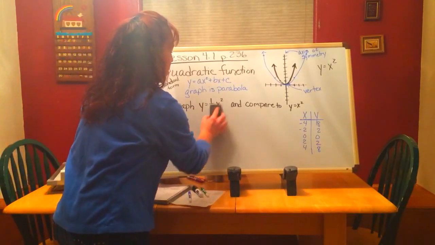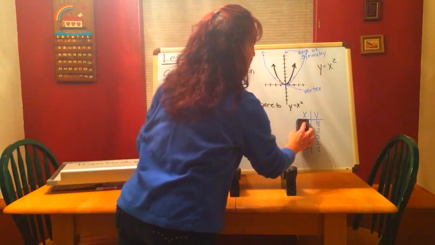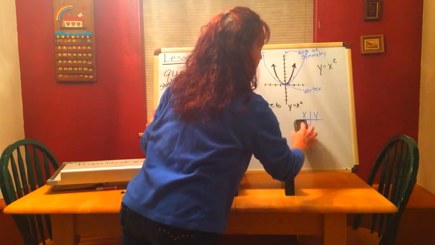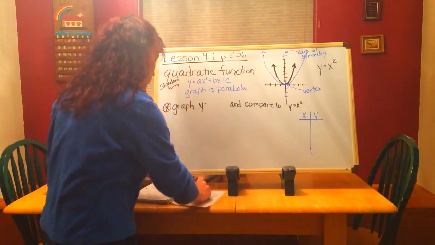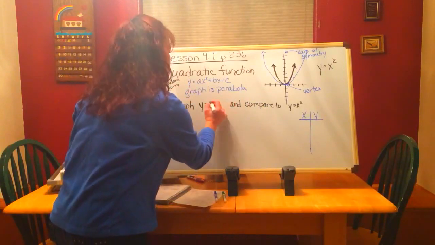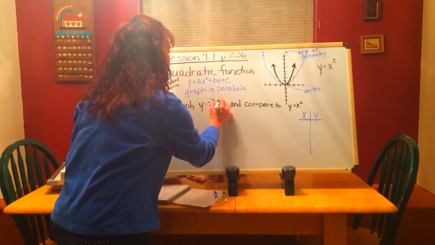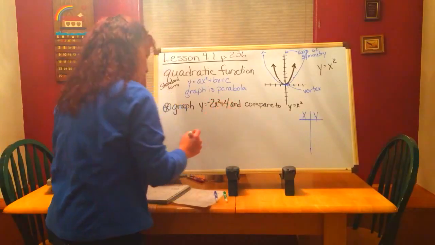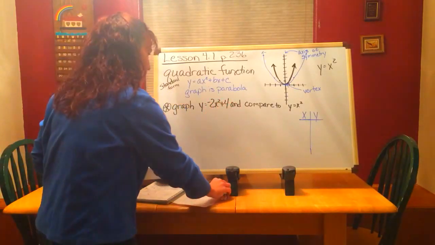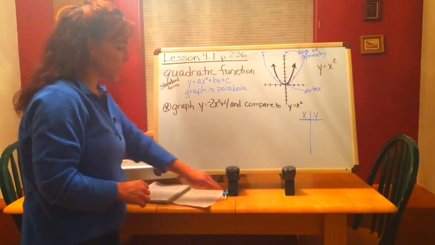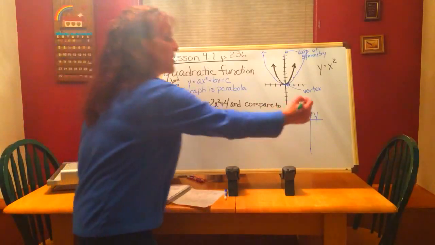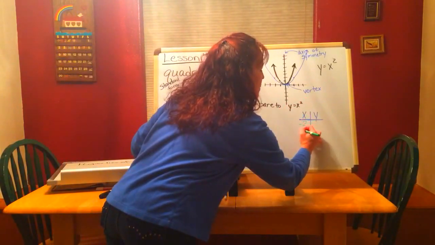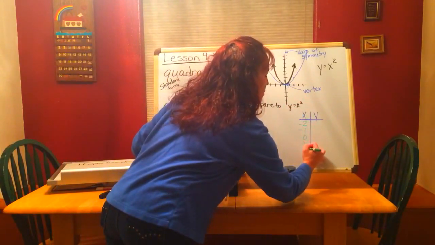So let's now graph another one. And this time we're going to graph the equation, which one will it be? It will be y equals -2x squared plus 4. I'll use another color. Hopefully you can see it in this light. Let's choose just -2, -1, 0, 1, and 2.